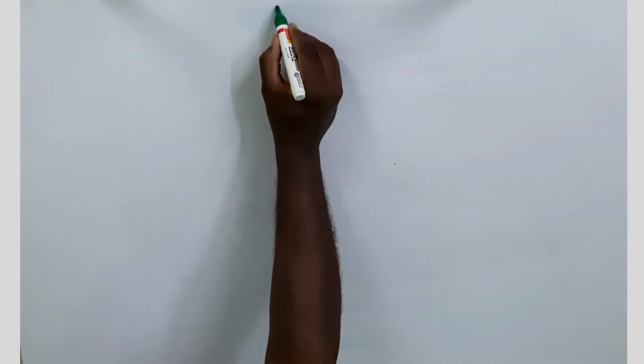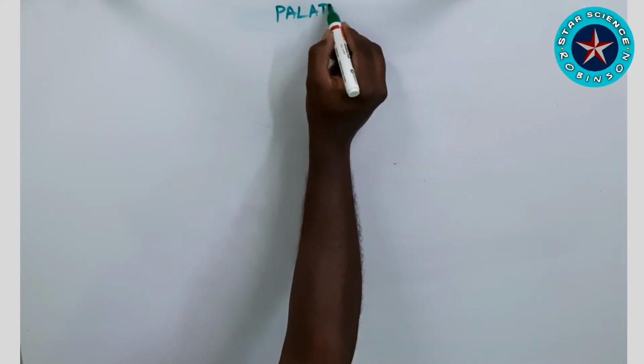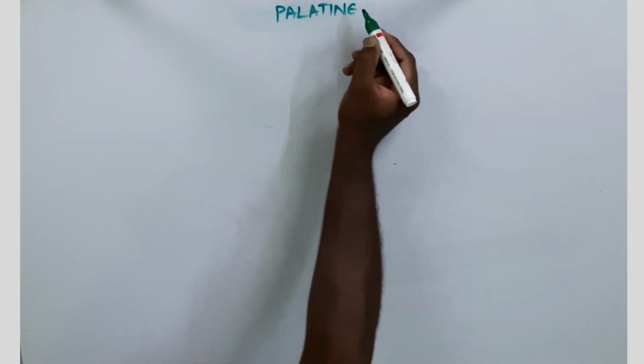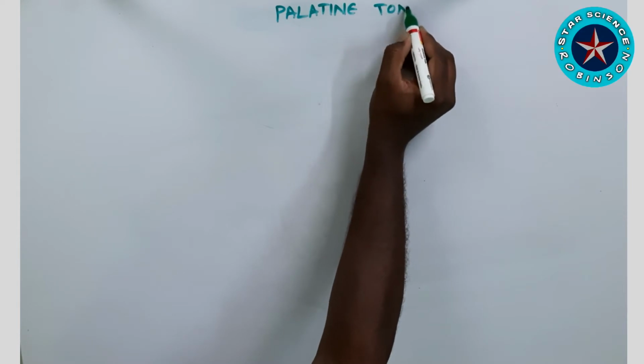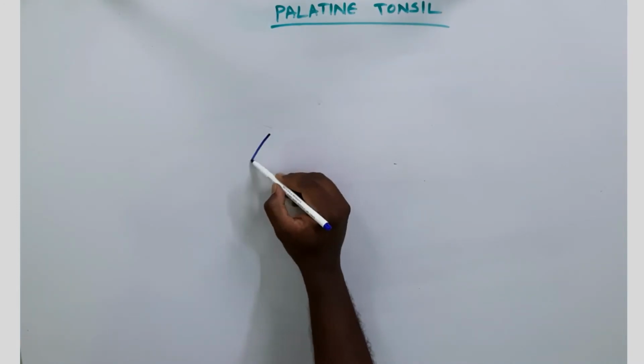Let's get into the topic: palatine tonsil. The size of the palatine tonsil: the length is 2.5 centimeters, the width is 2.0 centimeters, and the thickness of the tonsil is 1.2 centimeters.